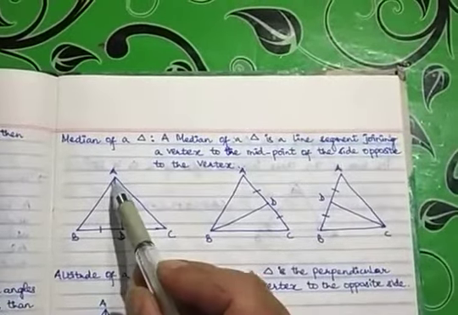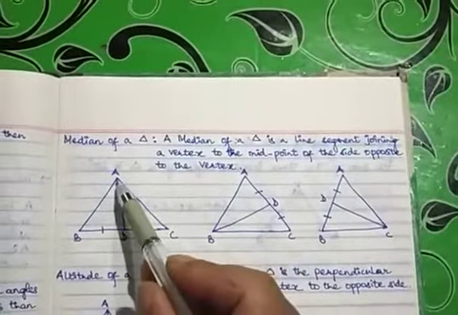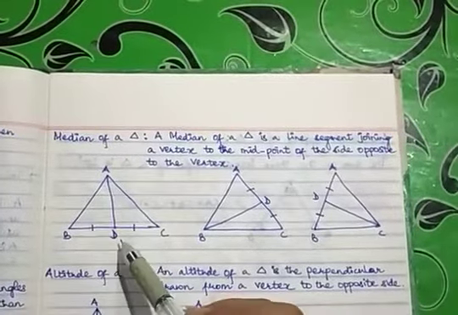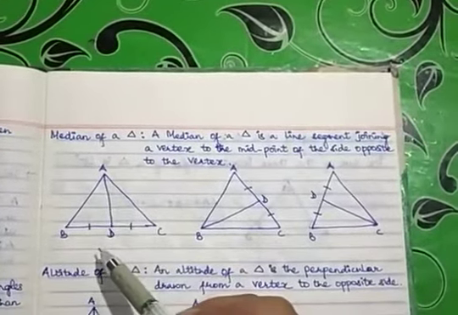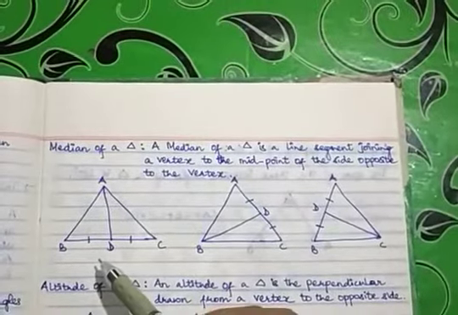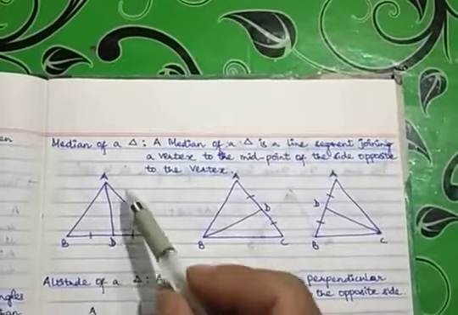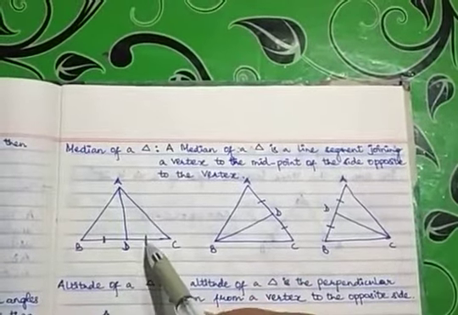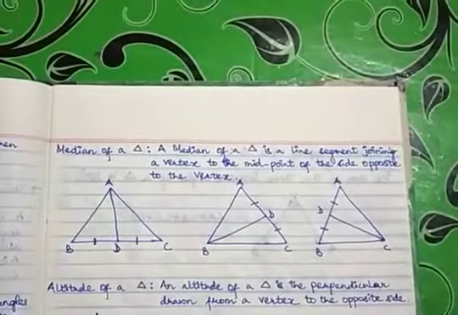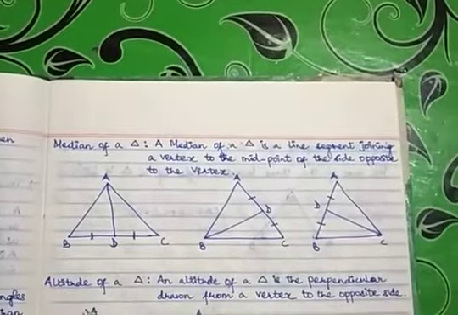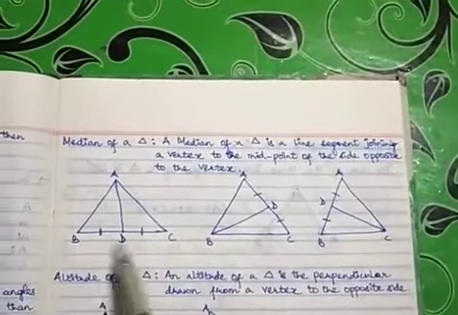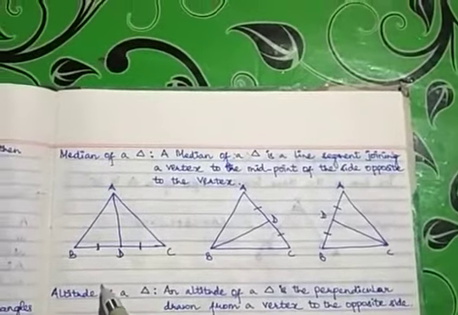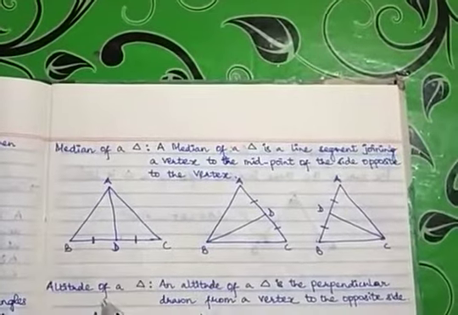So when from any vertex you draw a line which divides the opposite side into two equal halves, that line segment is known as the median of the triangle. Okay, so from here I have drawn a line segment AD and I have marked BD and DC with one small cut each. That means these two sides are equal, BD is equal to DC. So at that point this AD is known as your median.